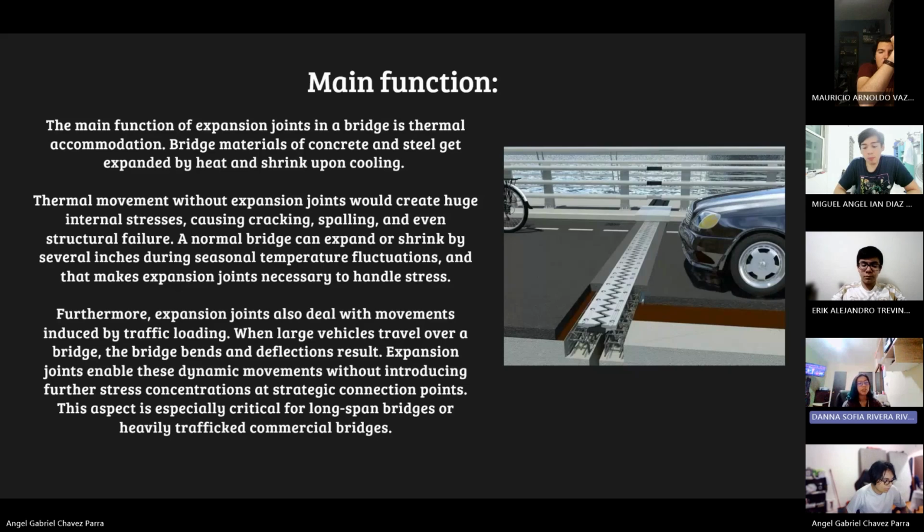Furthermore, expansion joints also deal with movement induced by traffic loading. When large vehicles travel over a bridge, the bridge bends and deflection results. Expansion joints enable these dynamic movements without introducing excessive stress at strategic connection points. This aspect is especially critical for long-span, heavily trafficked commercial bridges.